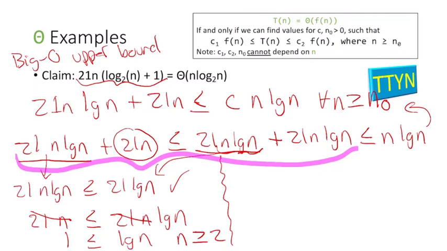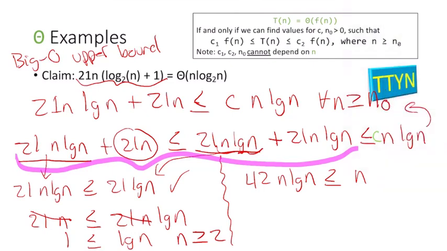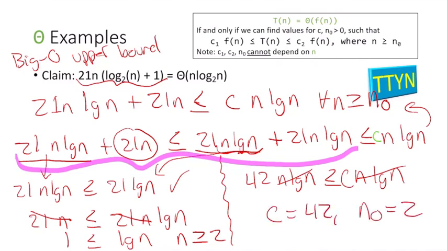And what we have here is 21n log n plus 21n log n, which is 42n log n, is less than or equal to c n log n. Oh, I dropped my c, didn't I? So there should have been a c right there. So divide n log n out, and we're going to have c equal to 42, and n naught is going to be 2.